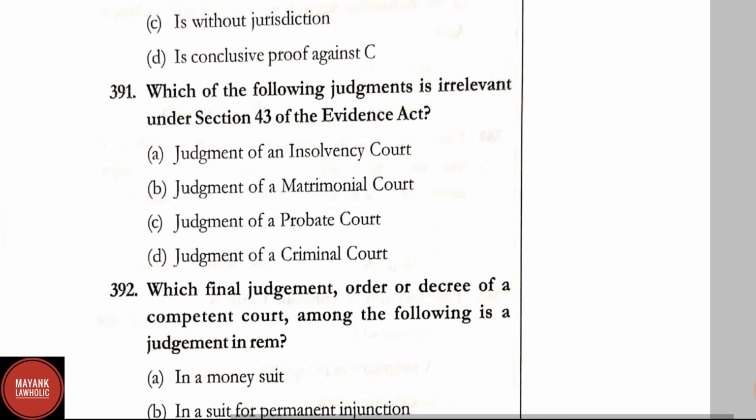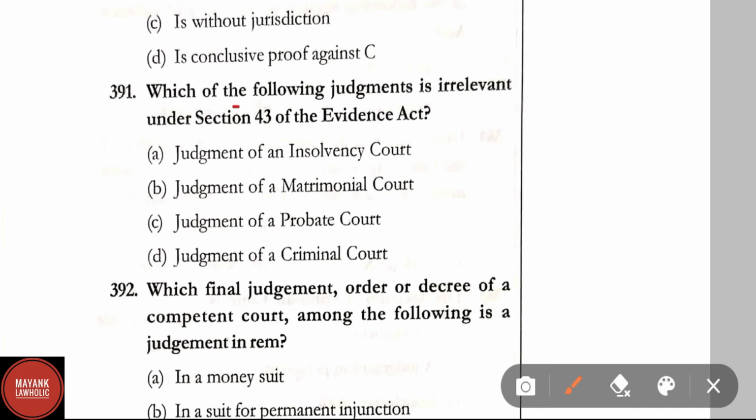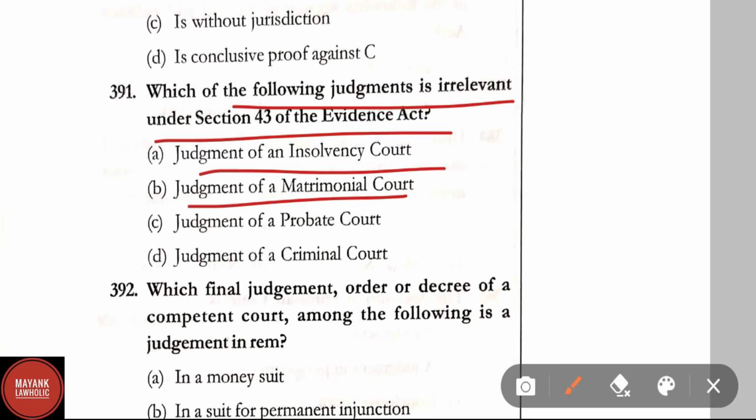Question number 391. Which of the following judgment is irrelevant under section 43 of the Evidence Act? Judgment of an insolvency court, judgment of a matrimonial court, judgment of a probate court, judgment of a criminal court. Here in this question it has been asked which of the following judgment is irrelevant under section 43 of the Evidence Act. Correct answer is option D, that is the judgment of a criminal court.